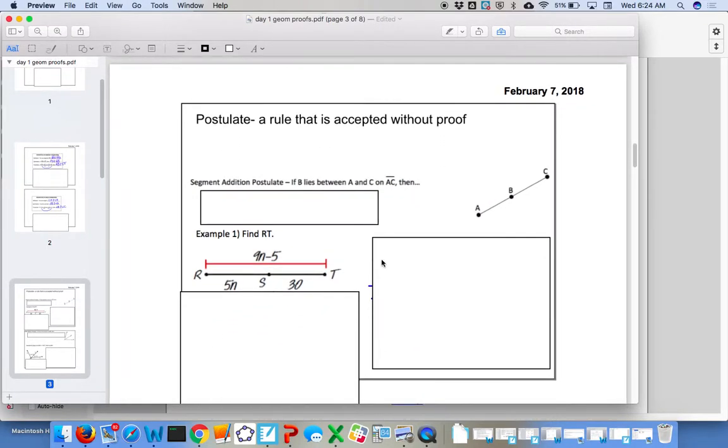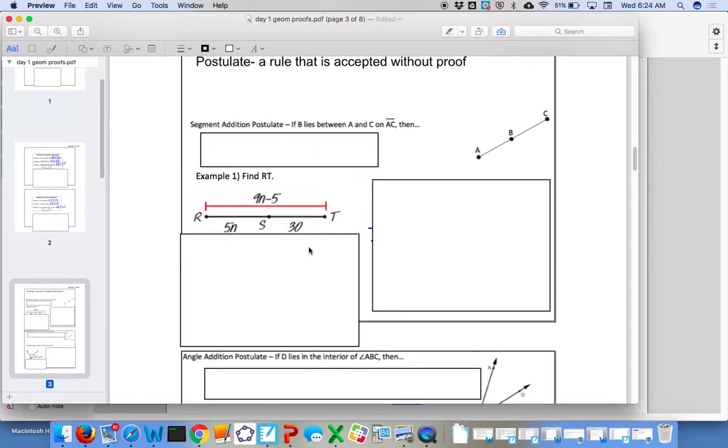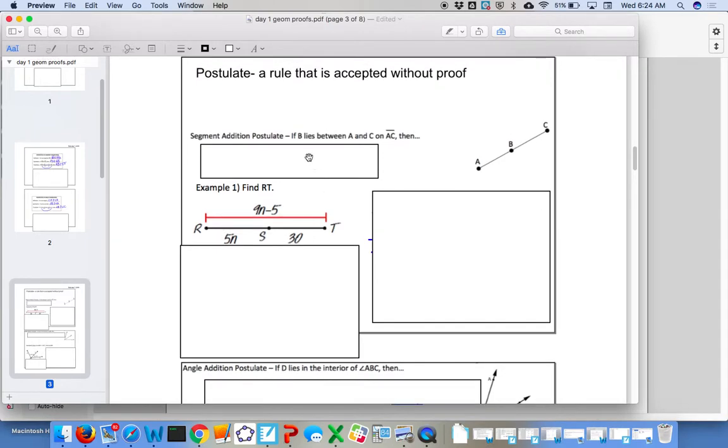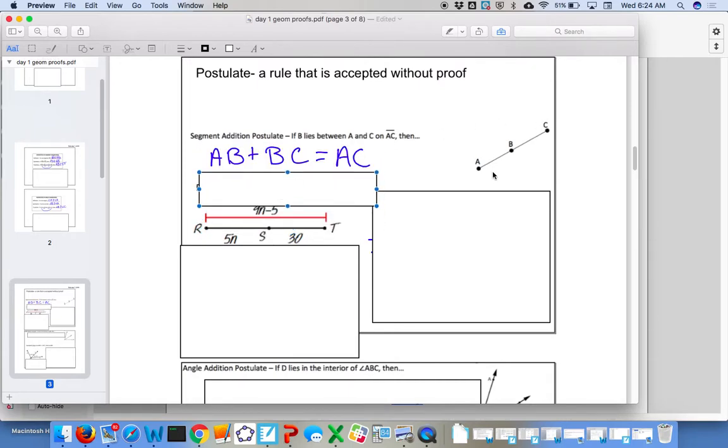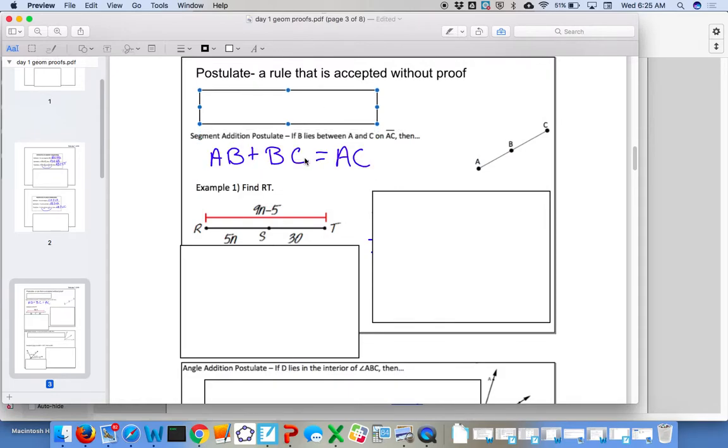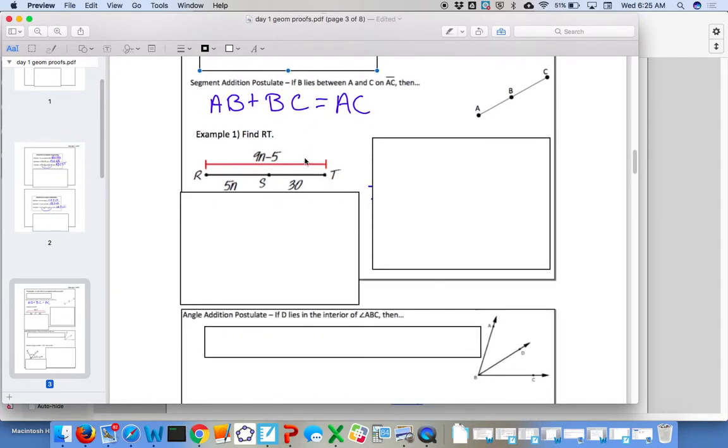So we have talked about theorems last lesson, and today we're also going to have postulates. So a postulate is a rule that is accepted as true without having to prove it. So we have the segment addition postulate. So if B lies between A and C on segment AC, then AB plus BC equals AC. So it's basically saying that you can add the pieces together to make the entire segment. So you can use that to solve for missing values.